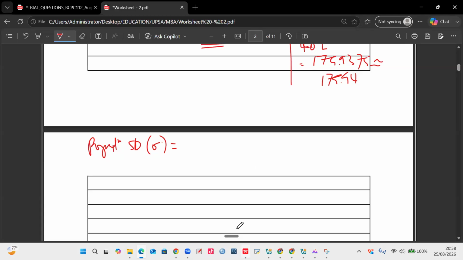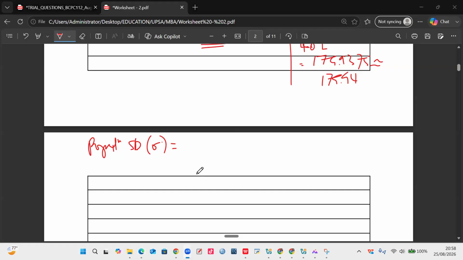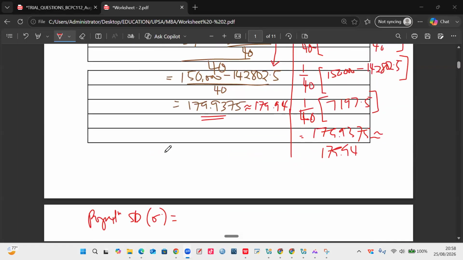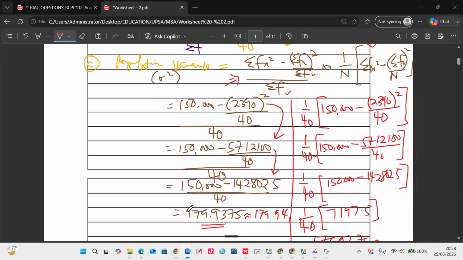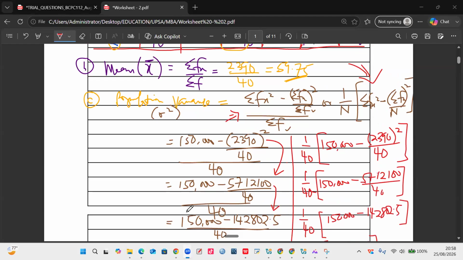Hello? Do you all remember the formula? Hey, hello? Yes, please, we are here. So what's the difference between the standard deviation and the variance? The standard deviation is the square root of the variance. Is that correct? Yes, sir. Okay.